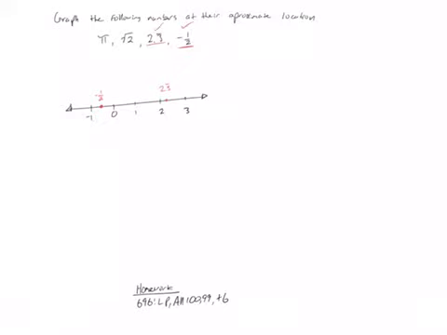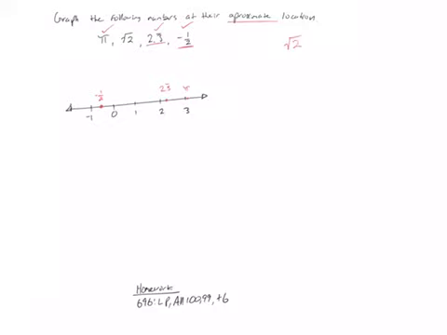Square root of 2 I'm going to have to work with just a little bit more here, but pi I know is approximately 3.14, so maybe approximately right here. Right, because it does say approximate location, it doesn't have to be exact. So I got those 3. Now let's just talk about the square root of 2.